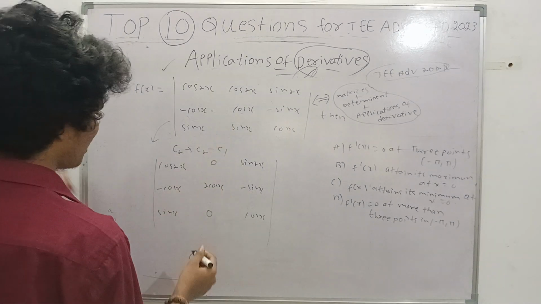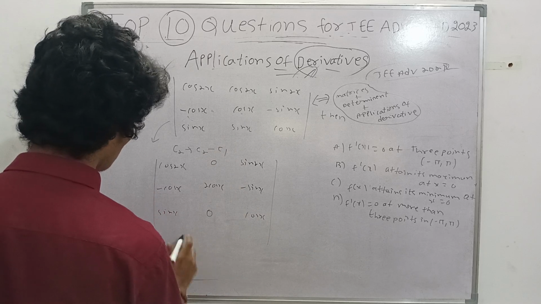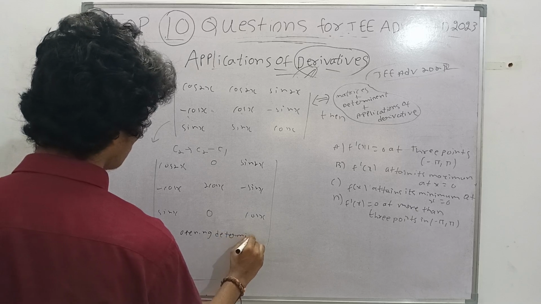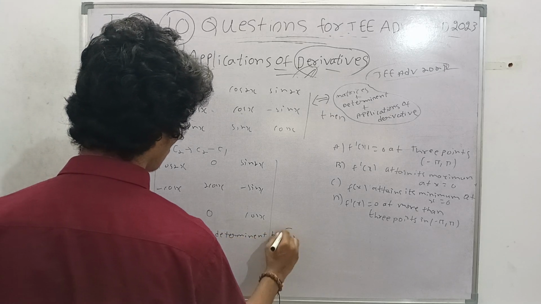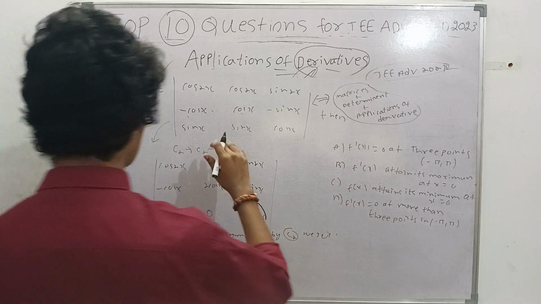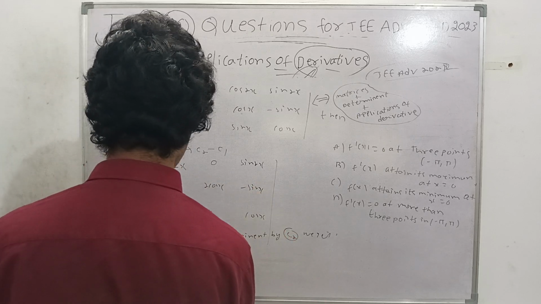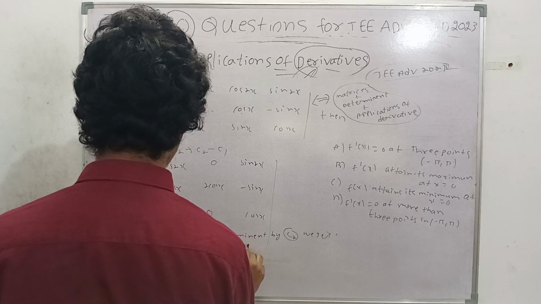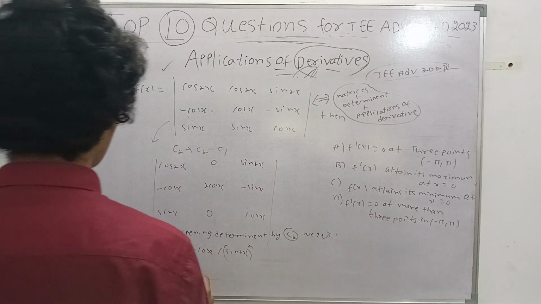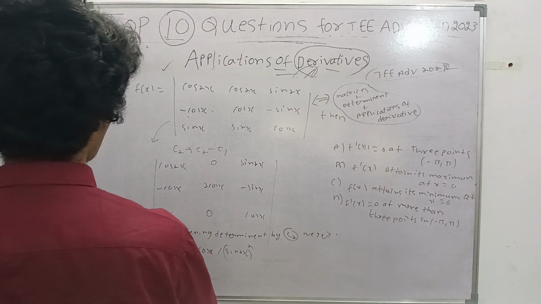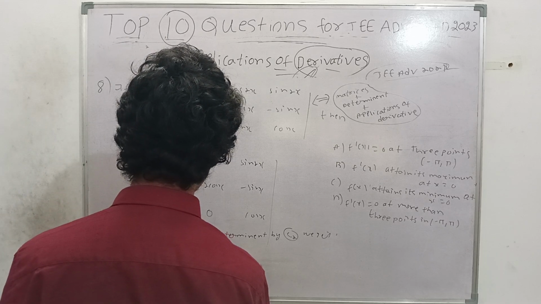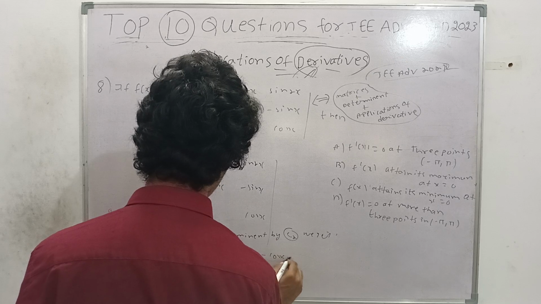Now I am opening the determinant by column 2. We get 2 cos x into sin 2x square, no, it is sin x only. You will get sin x into sin 2x minus cos x into cos 2x.